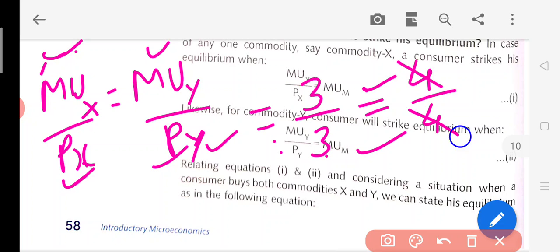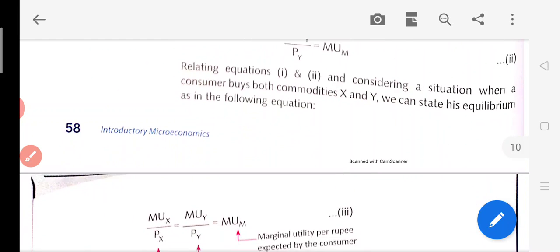If you cancel it out, what happens? It will be 1:1, and here if you cancel out, again it is going to be 1:1. So here the ratios of the marginal utility and the prices of both the goods become equal to each other. So here is where the consumer will attain the equilibrium in the two commodity case.